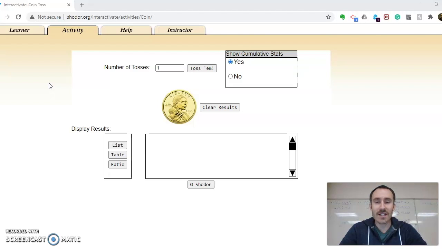This is probability lesson 2. We're talking about experimental versus theoretical probability. So let's talk about a coin toss, because it's the most straightforward, easy example we've got.